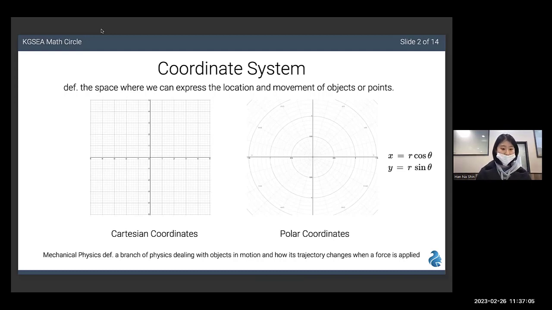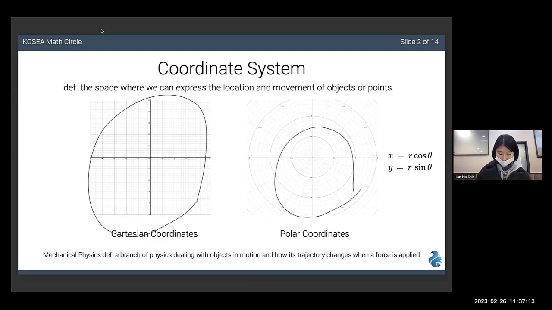So in linear motion, we use the Cartesian coordinate system. And in rotational motion, we usually use the polar coordinate system. In order to go from the polar coordinate system to the Cartesian system, we use the formulas that we're already familiar with. So x equals r cosine theta, y equals r sine theta. We'll go into this more later because first we have to talk about something.